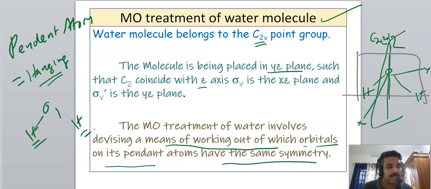So the combining atomic orbitals should have the same symmetry. That is one of the basic principles of molecular orbital theory. Okay, so the atomic orbitals of oxygen, we can find out their symmetries, and the combining atomic orbitals of hydrogens should have the same symmetry. So we are working out which orbitals of its pendant atoms have the same symmetry.